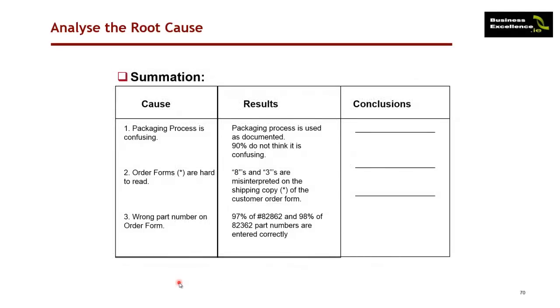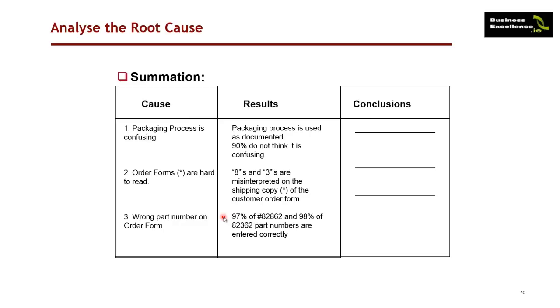So in summary, based on looking at the three possible scenarios, the first one being the packaging process is confusing, we know at this stage that people are using the right process. We know that 90% of them think it's not confusing. We know that people have a big problem reading the order form. Specifically, people have a big problem interpreting between a 3 and an 8 on the shipping copy. We also know when it comes to typing in the correct order number, that 97% of 82862 and 98% of 82362 are entered correctly.